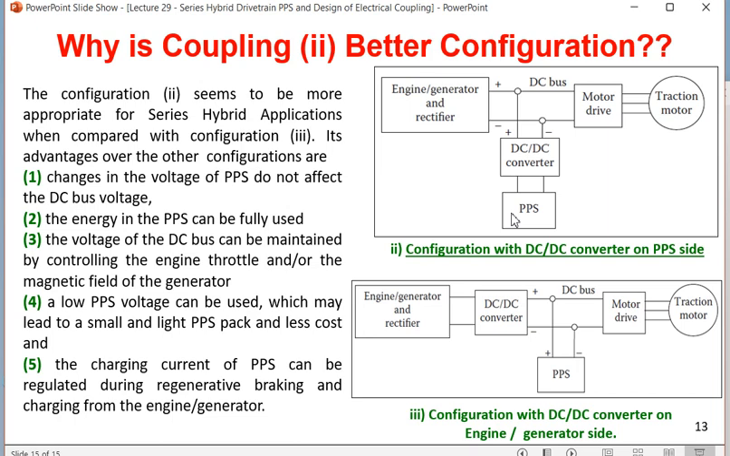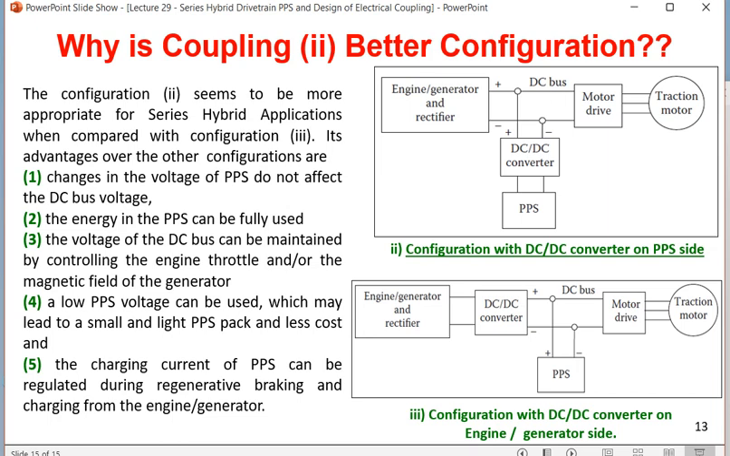So if the PPS voltage suddenly changes or fluctuates, it is not going to affect the DC bus voltage, because there is a buffer in between, which is called a DC to DC converter. Energy in the PPS can be fully used. This battery energy can be fully used because the DC to DC converter is going to pull it from the PPS and then add to the DC bus. Voltage of the DC bus can be maintained by controlling the engine throttle and or the magnetic field of the generator.